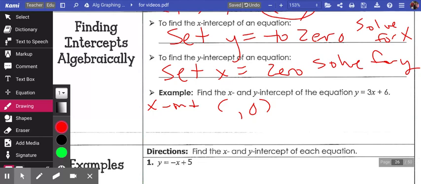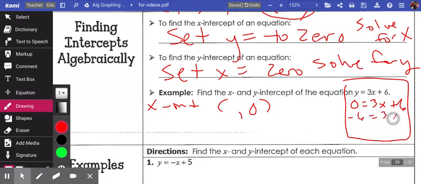Okay, and then this is the equation that we're dealing with. To find the x-intercept, we're going to set the y to 0. So wherever the y is, I'm going to plug 0 in. Then I'm going to rewrite it so you can remember how this all works out. We subtract 6 from both sides, and then we divide by 3. So x is negative 2, and I'm going to put negative 2 here.